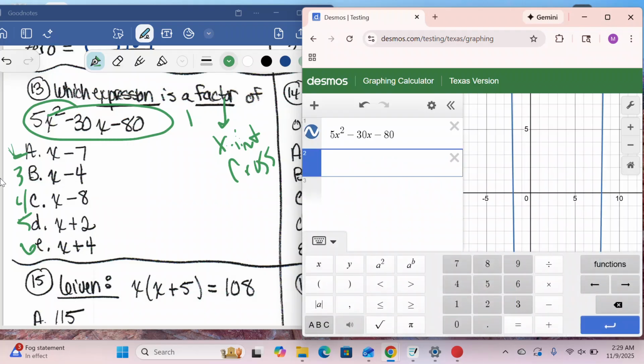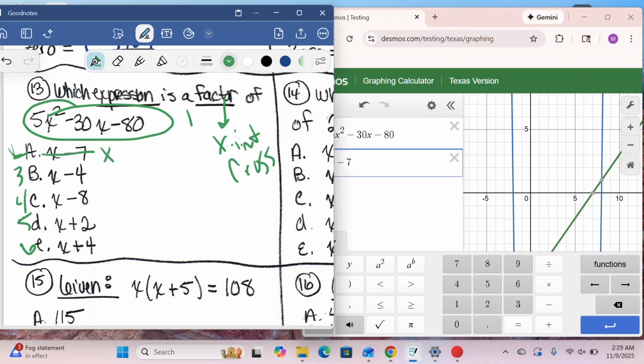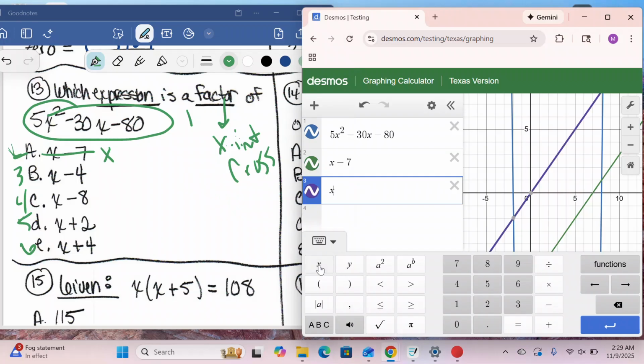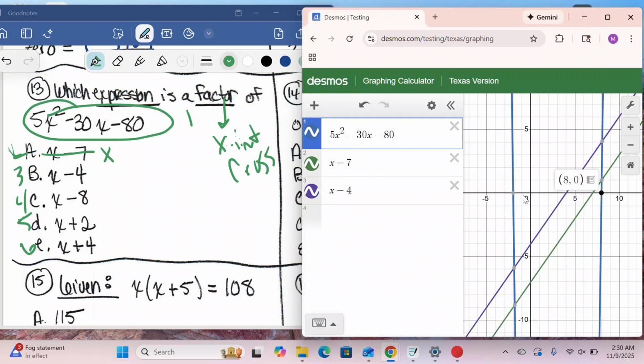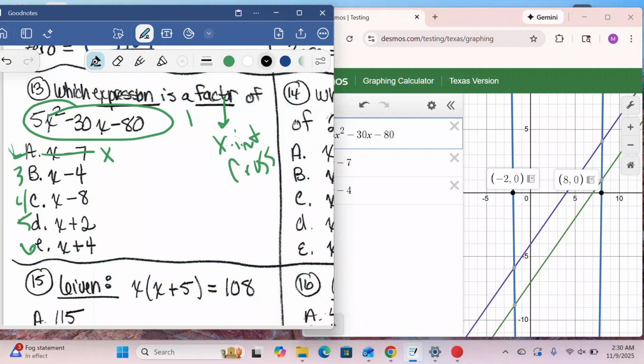So I'm going to input the first one as letter A on row number 2. And this is x minus 7. Does it cross my x-intercept? No, it does not. So again, it is not a factor. Then I'm going to do my next one. It's going to be x minus 4. So I'm going to come to decimals and input x minus 4. And does it pass one of my x-intercepts? There's one x-intercept. Nope. There's my other x-intercept. Nope. So this one is also not a factor.